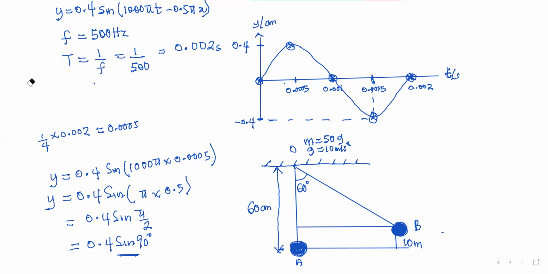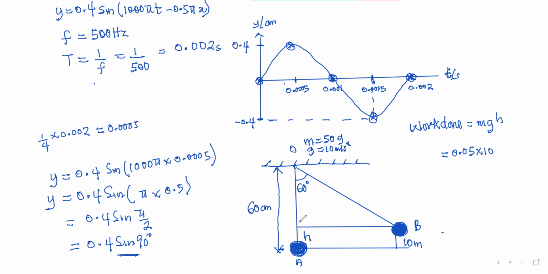So we can find the work done as mg times the vertical height h. And that's the gravitational potential energy. What is the mass? The mass is 50 grams, which is 0.05. Gravity is 10. Then we need to find this vertical height h, because what they've given us is not realistic.